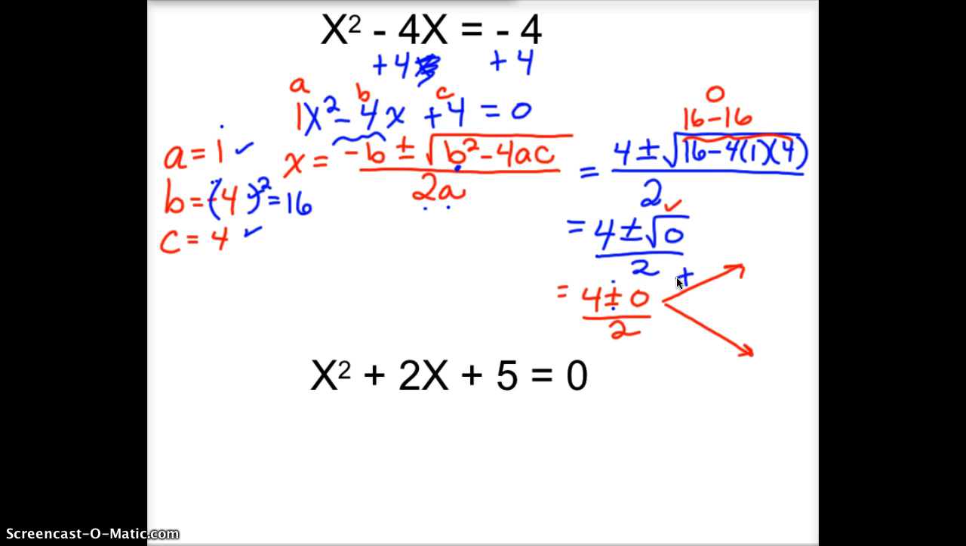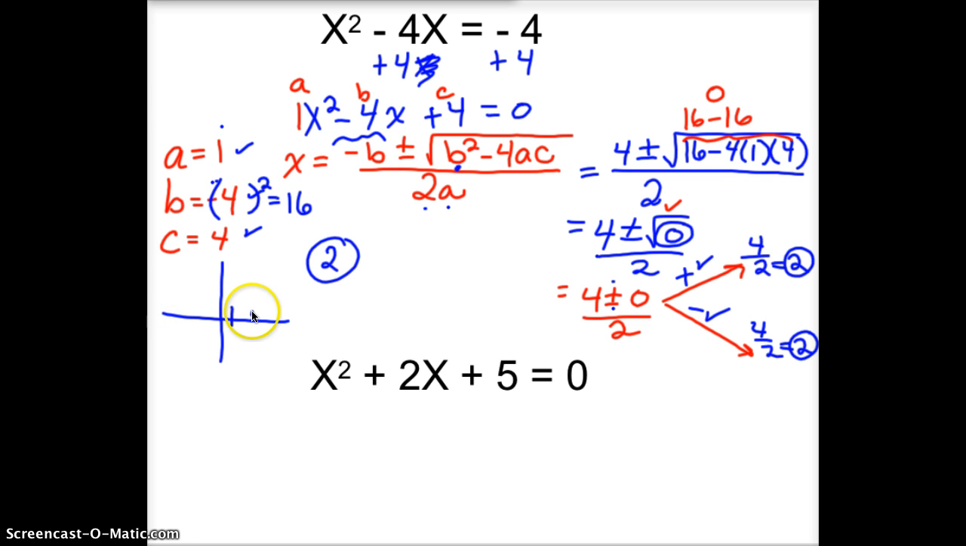So we're going to do 4 plus 0, which is 4, divided by 2, which is 2. And then we're going to do 4 minus 0, which is 4. And you'll notice I got the same answer here twice because I had that 0 under the root. And when I went up 0 and down 0, I ended up with the same answer. So this has got one answer of 2. What that means is, had I graphed the parabola, it would have hit once at 2. All right, so let's go to the next one.